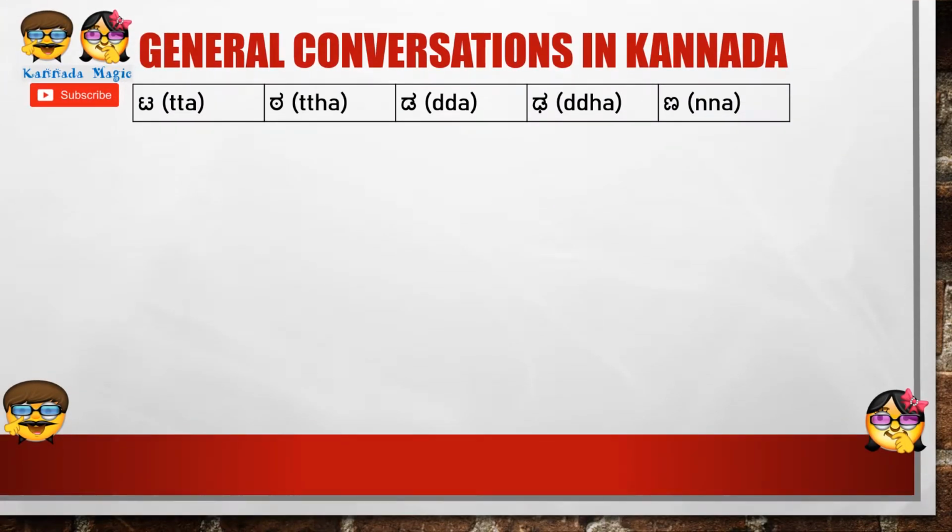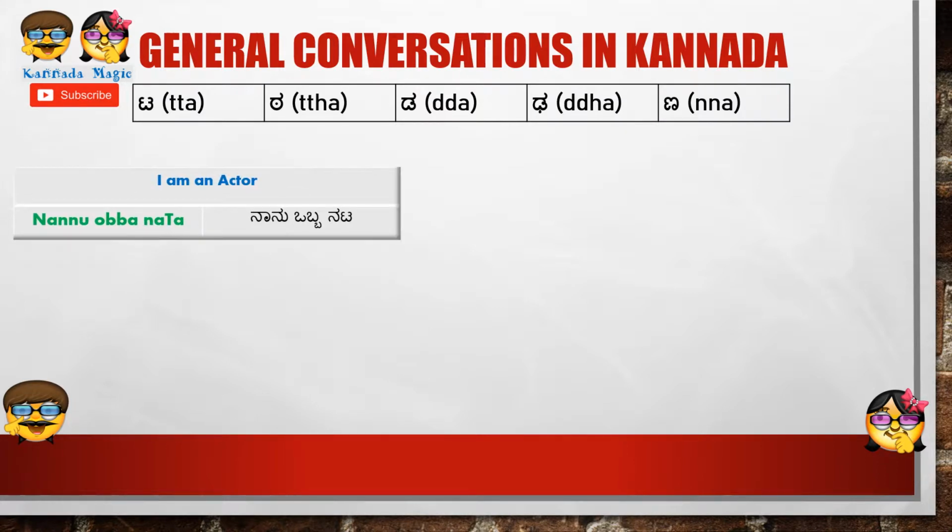Let's form some sentences and practice them. The first one is ta. Ta is used in nata. If you want to say I am an actor, you will say Nanu obba nata. Nata is an actor, in which you can see that ta used there. Nanu means I am, obba means an, or one, and actor is nata.